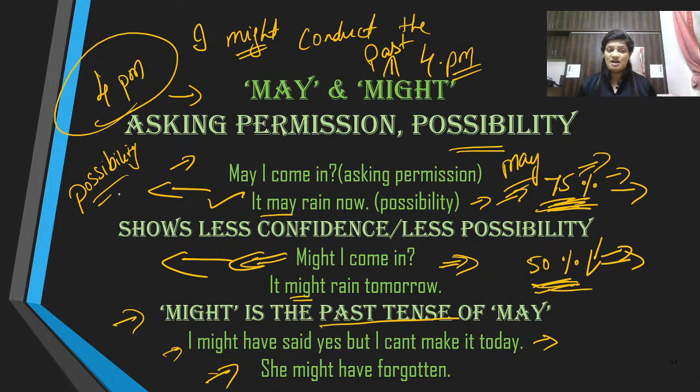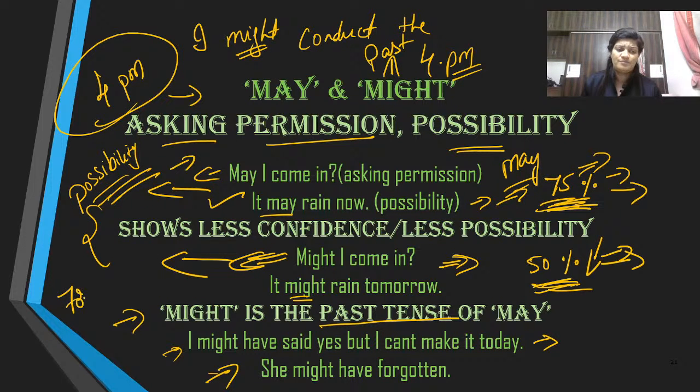And the other usage, despite speaking of possibility, is that you ask permission. You say, may I come in? Might I come in? Both are asking for permission. May is polite. Might is totally formal. Totally British, totally formal, totally English. So might I come in is totally formal. And when you say it might rain, the level of confidence in my voice is only 50%. I'm less confident when I'm saying might. So these are the usages that you can use.